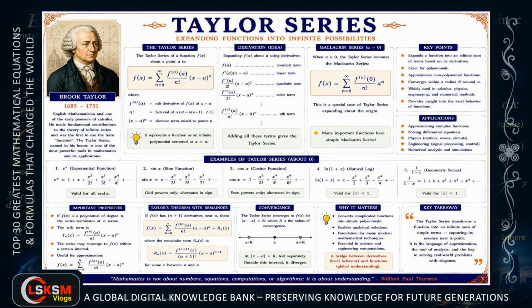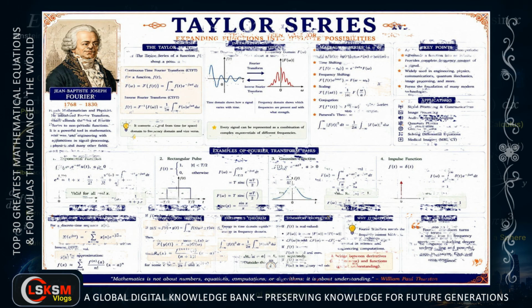Thirteen. Taylor series. Person: Brook Taylor, 1685 to 1731. Taylor series approximates complex functions using polynomials around a chosen point. It is essential in calculus, physics, and engineering.